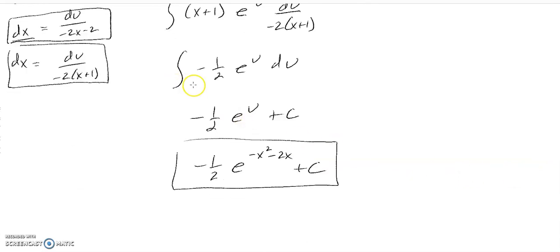So the negative 1/2 stays in front. The integral of e to the u is e to the u. Don't forget your plus c. And we don't want our final answer in u, so instead of u, we put negative x squared minus 2x, plus c. So our final answer is negative 1/2 e to the negative x squared minus 2x plus c.